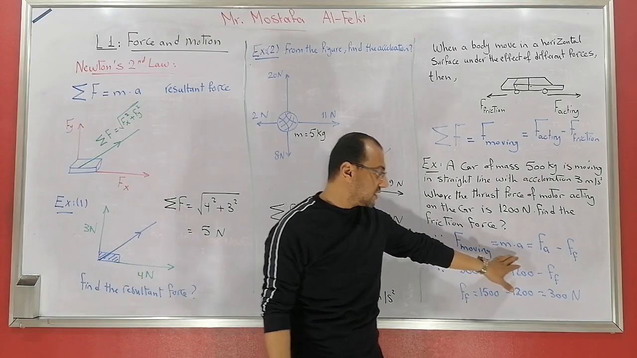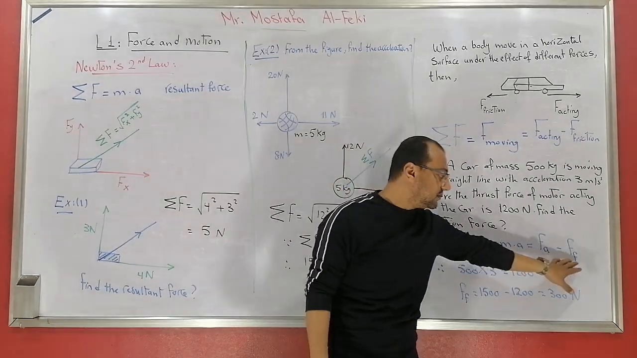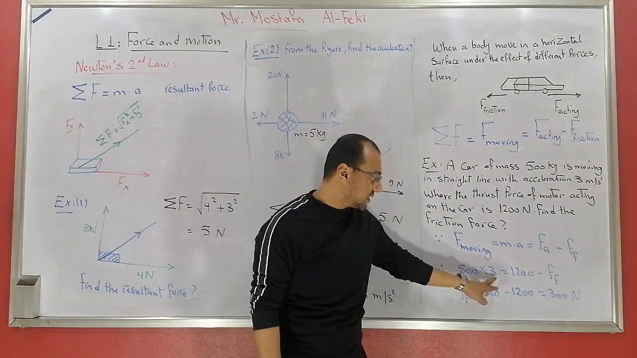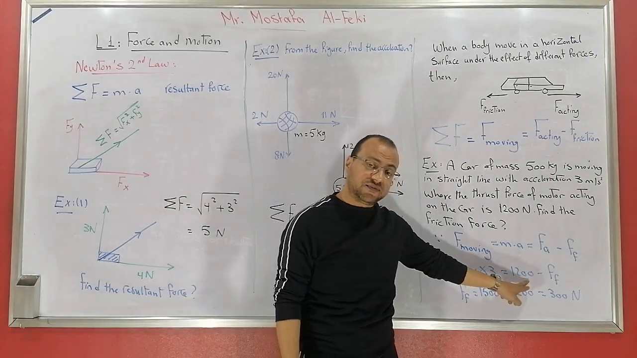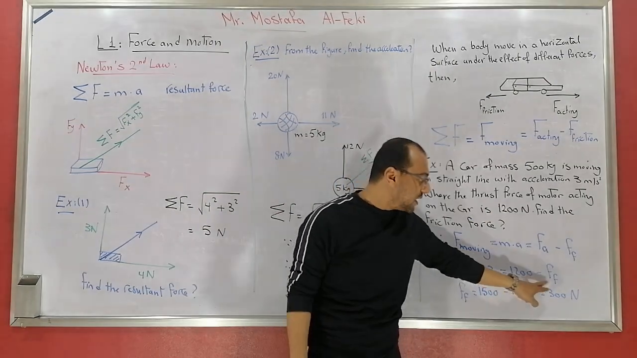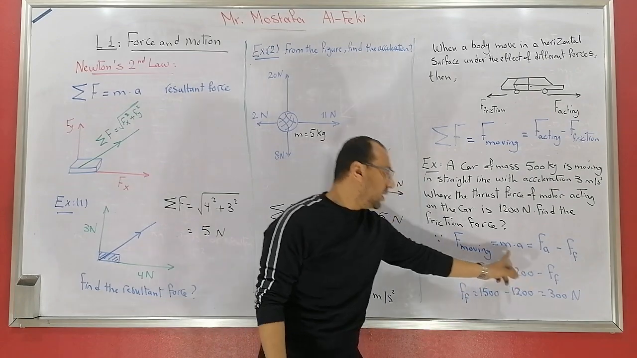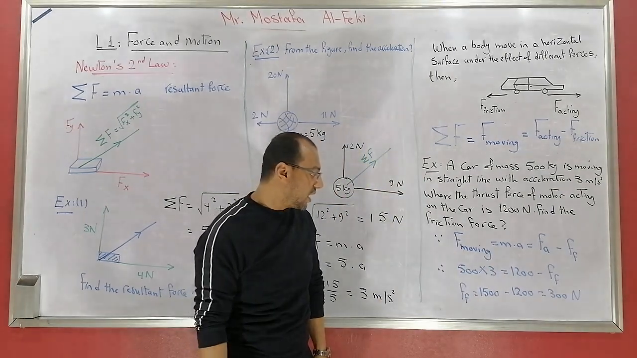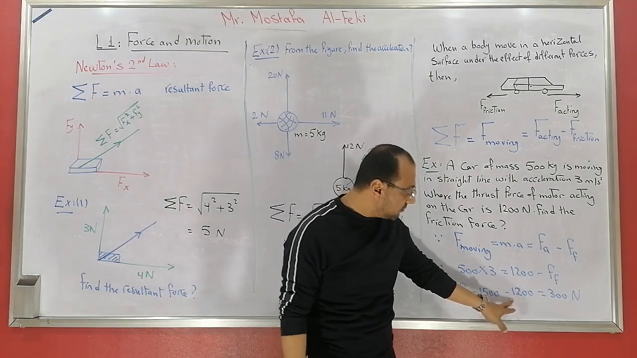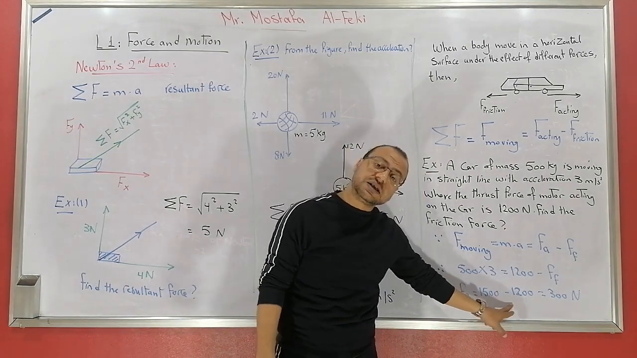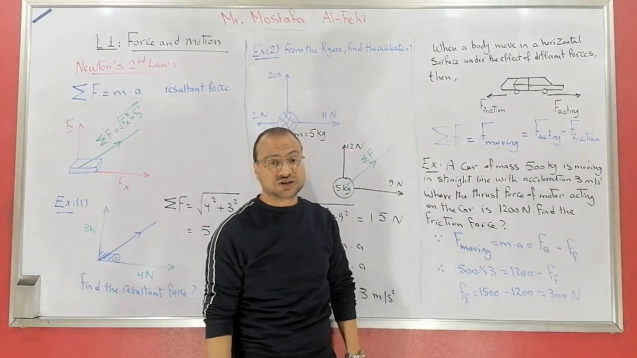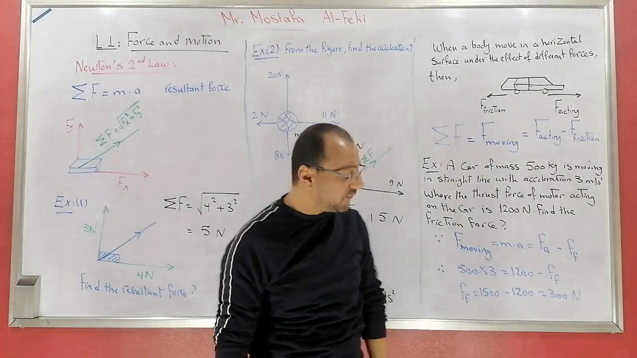Since the moving force equals m a, which equals F acting minus F friction, then the mass is 500 times the acceleration, 3, equals the acting force of the motor, or the thrust force, 1200, minus the friction force. Then move 1200 to the other side with a negative sign. Then the friction force equals 1200 minus 1500, which is 300 Newton. This is the friction force that acts in the opposite direction of motion.